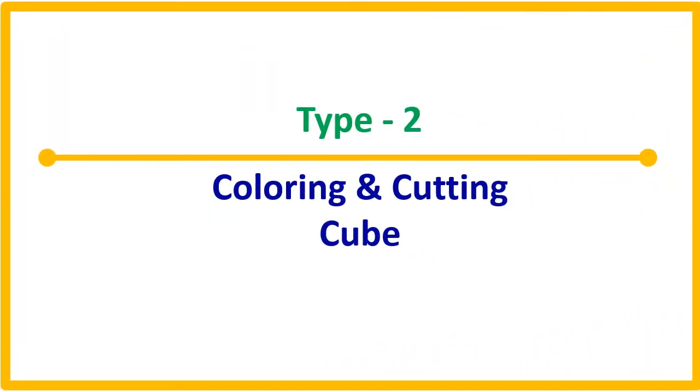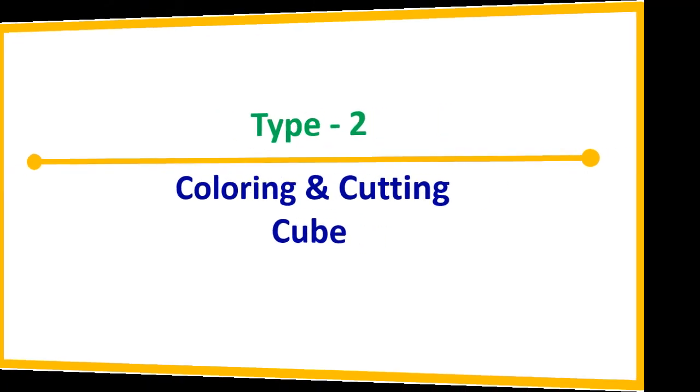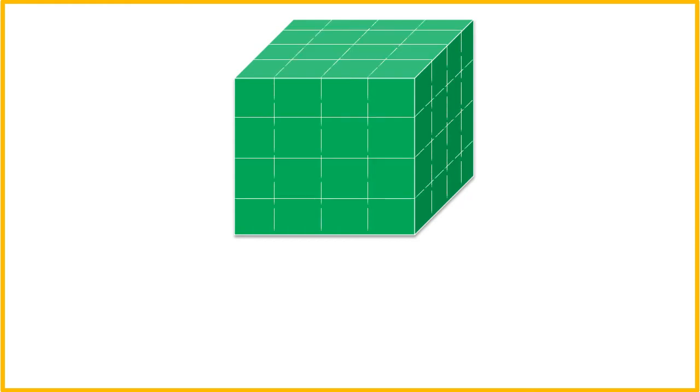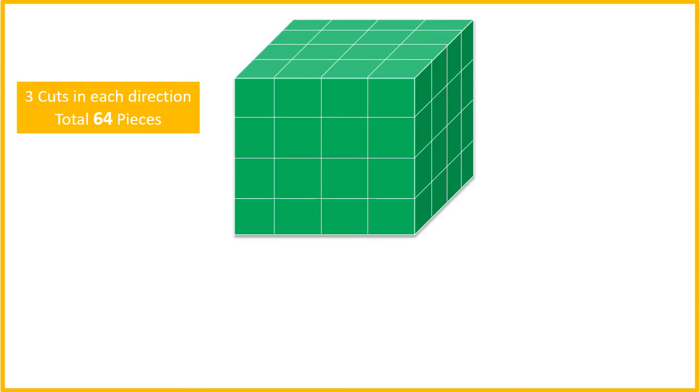Let's move to type 2 question, coloring a cube and then cutting it. So I take a cube here, I paint the external surface of the cube with green color and I make 3 cuts parallel to x direction, 3 cuts parallel to y direction, and 3 cuts parallel to z direction. Accordingly, the cube will be divided into 64 pieces. Now, there are 64 smaller cubes generated from the bigger cube. The bigger cube is only painted on external faces and then cuts are made. Now the question is, how many smaller cubes have no face painted?